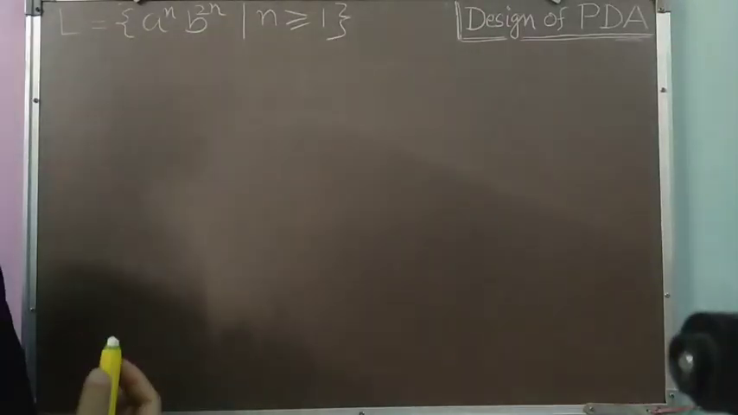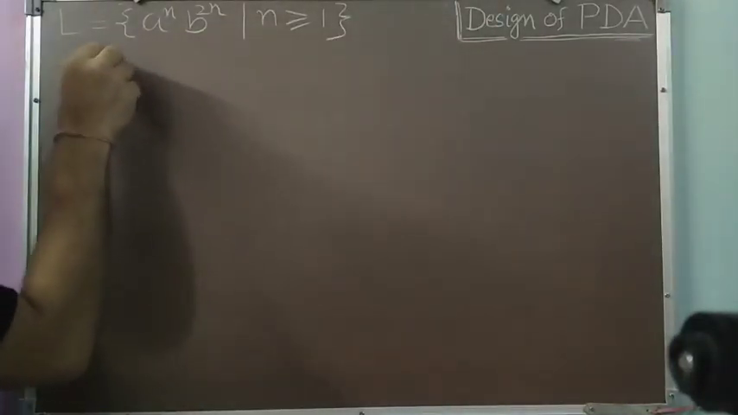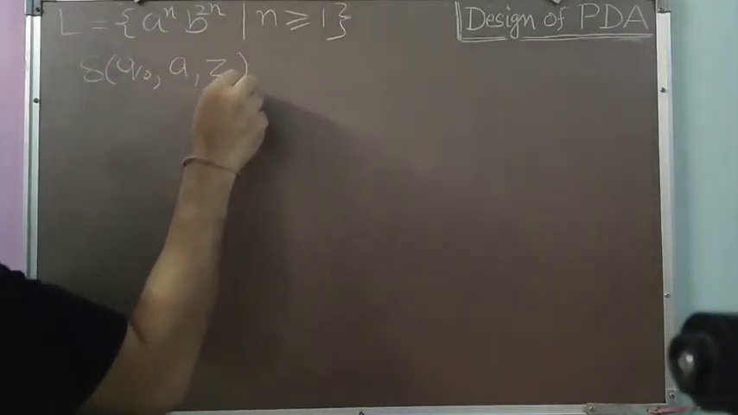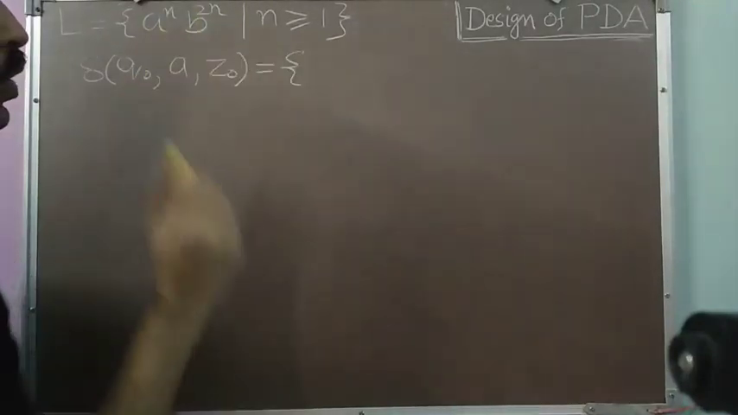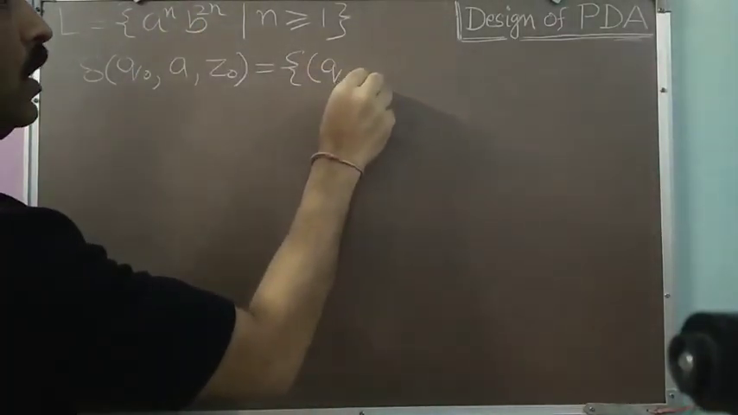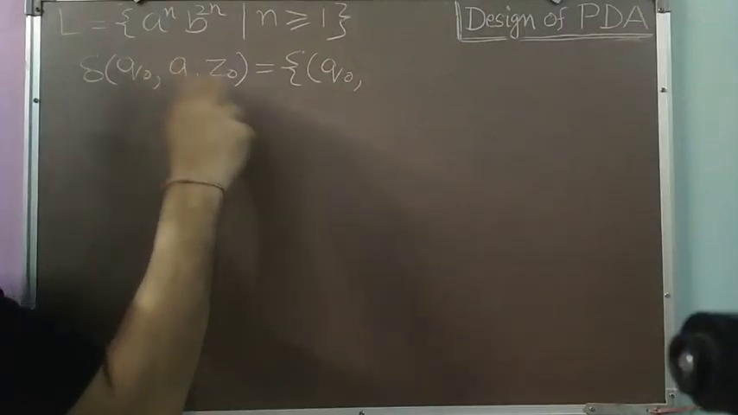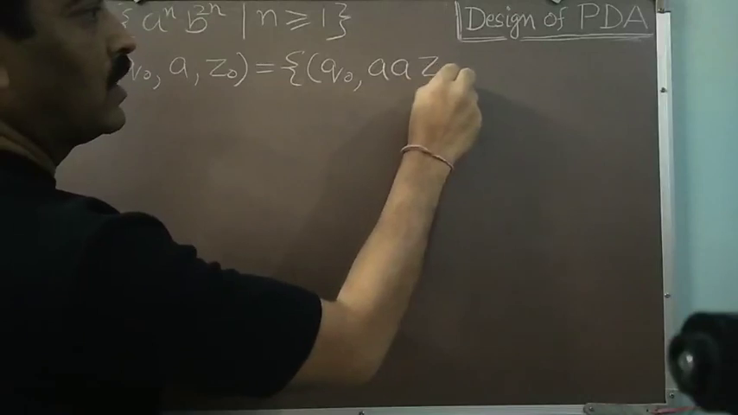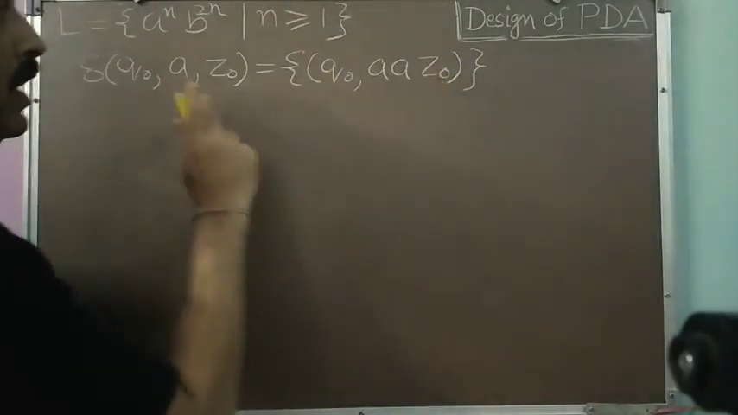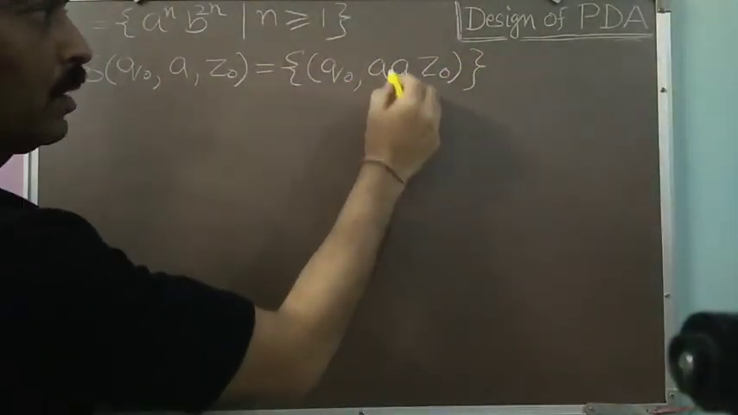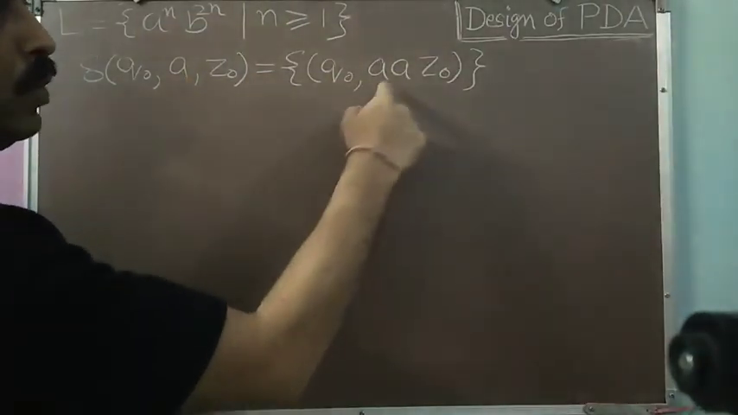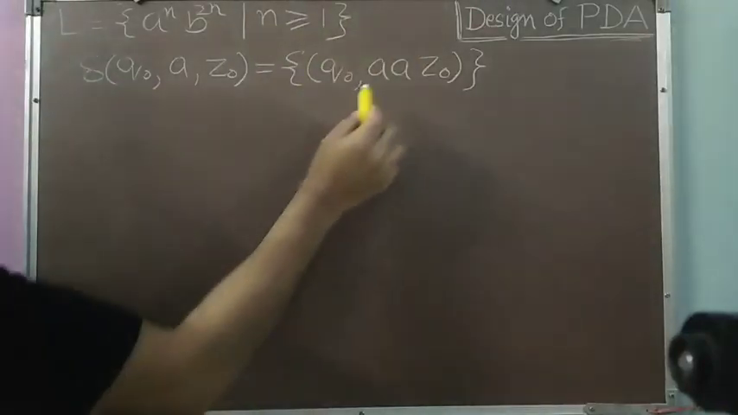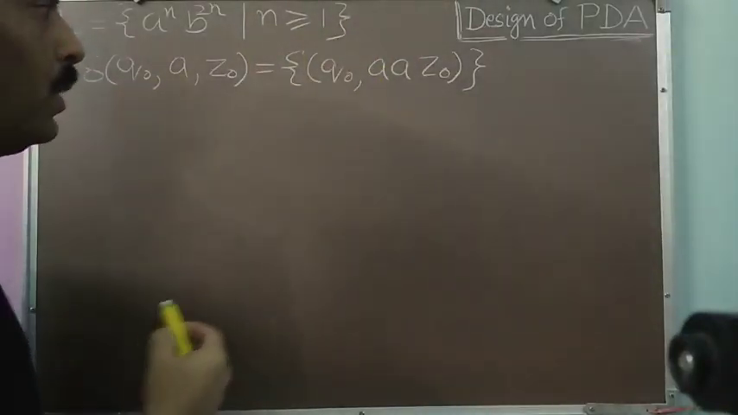So I am writing the solution as per this strategy. Again we will start with delta Q0 A Z0. This will be the initial situation. In this situation, corresponding to the single A, we will write two A's over the push down store. So what string do I have to write? I have to write double A Z0. Z0 is maintained on the push down store, and double A means corresponding to the single A input, I have pushed two A's over the push down store. Now at the top of the push down store will be the symbol A.